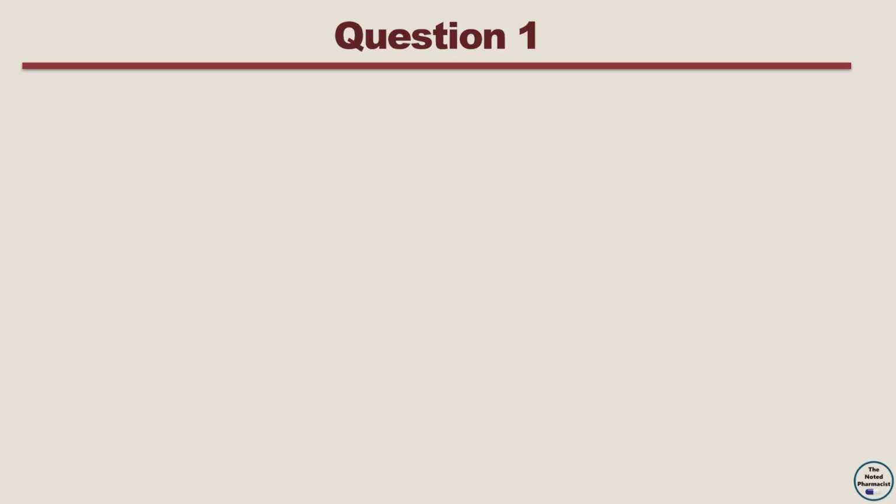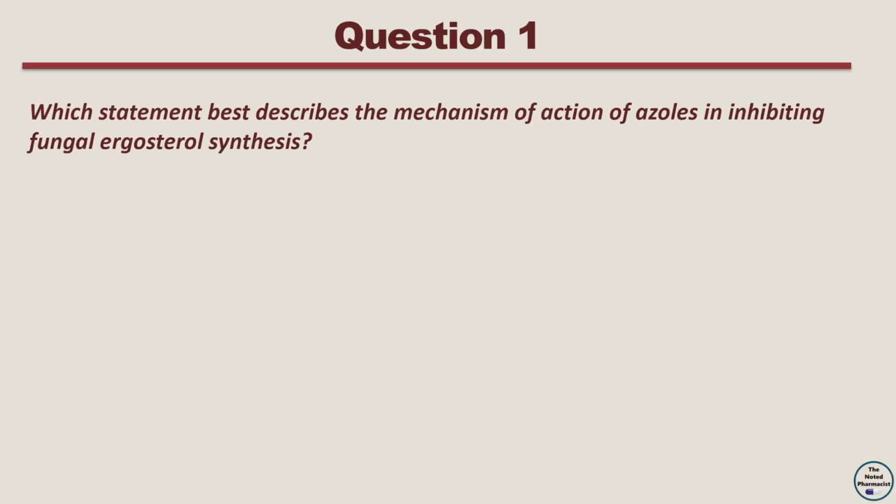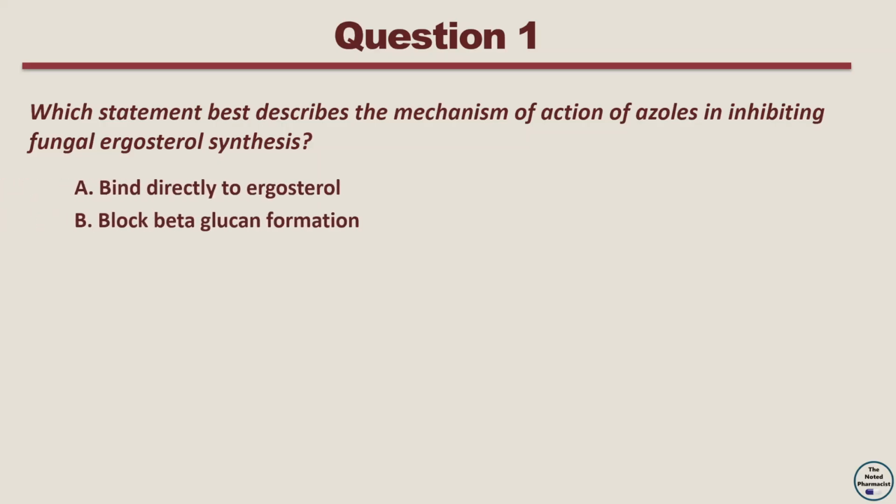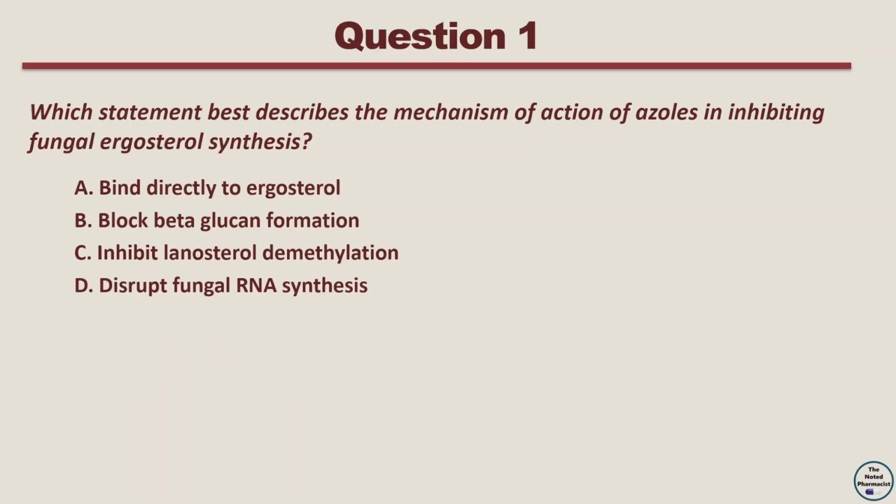Question 1. Which statement best describes the mechanism of action of azoles in inhibiting fungal ergosterol synthesis? Option A. Bind directly to ergosterol. Option B. Block beta-glucan formation. Option C. Inhibit lanosterol demethylation. Option D. Disrupt fungal RNA synthesis. Option E. Inhibit squalene epoxidase.